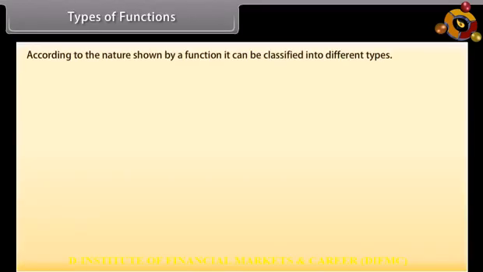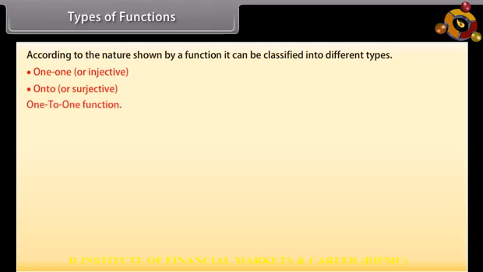Types of functions. According to the nature shown by a function, it can be classified into different types: 1-1 or injective, onto or surjective.